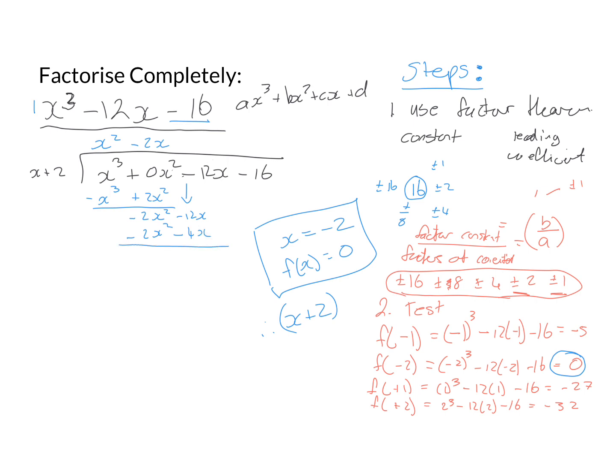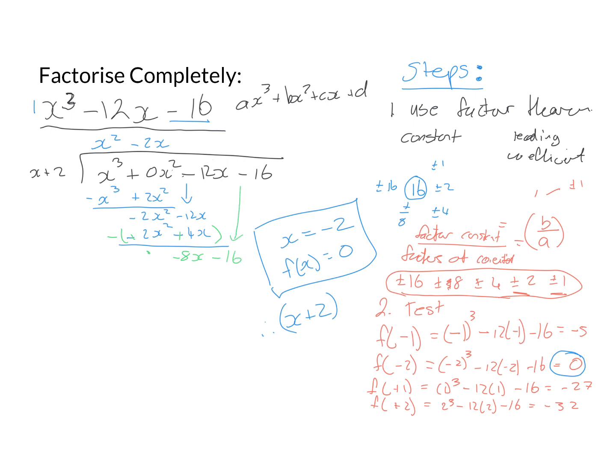What I want to do now is subtract. So remember, when you subtract, the signs have to change. So those cancel out. Negative 12 plus 4 gives me negative 8x. Bring down our 16.